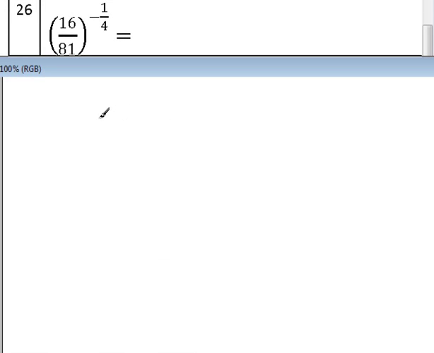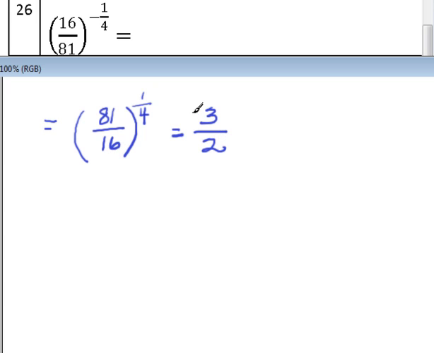In number 26, we have an expression with a rational exponent, a negative rational exponent. So the first thing we're going to do is take the reciprocal. In general, if we have a fraction raised to a negative exponent, we can take the reciprocal of the fraction and raise that to positive 1/4. Now we're ready to take the 4th root of the numerator and denominator. Well, 3 to the 4th is 81, so the 4th root of 81 is 3. And 2 to the 4th is 16, so the 4th root of 16 is 2. So we have 3/2.